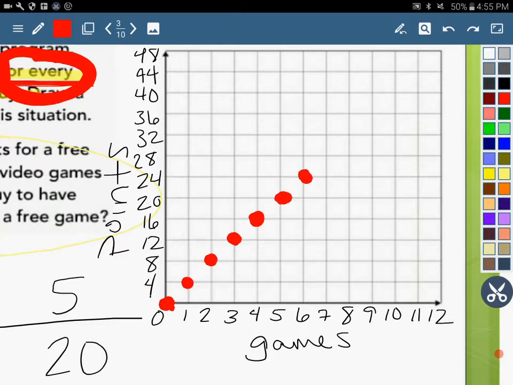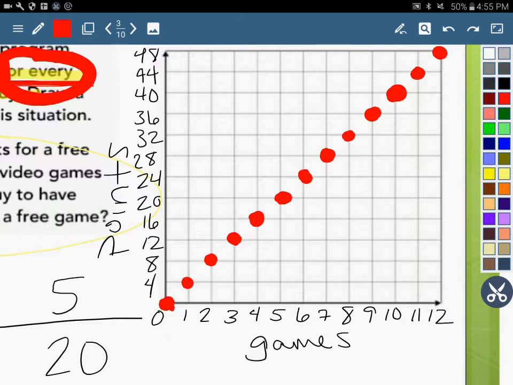7 games, 7 times 4 is 28. 8 times 4 is 32. 9 times 4 is 36. 10 times 4 is 40. 11 times 4 is 44. And 12 times 4 is 48. So there is the visual representation.